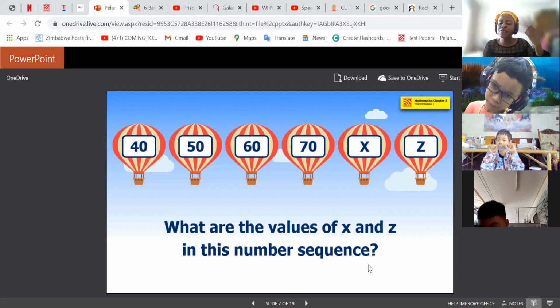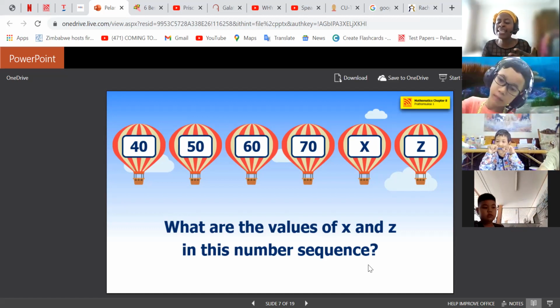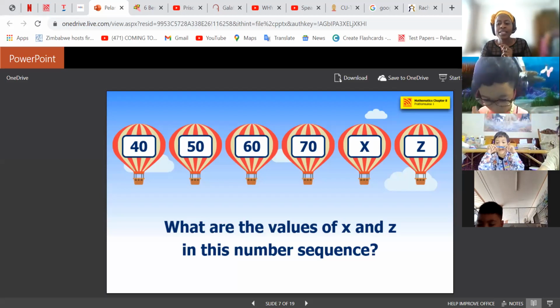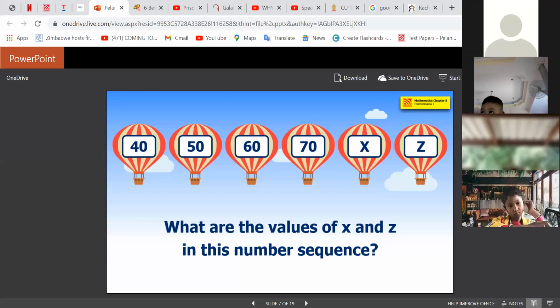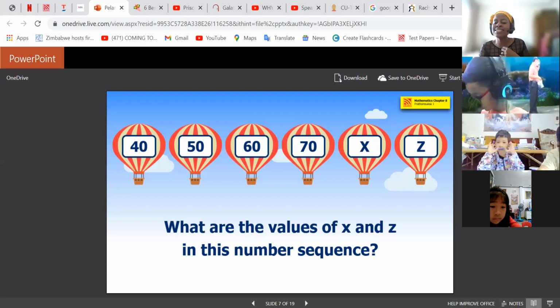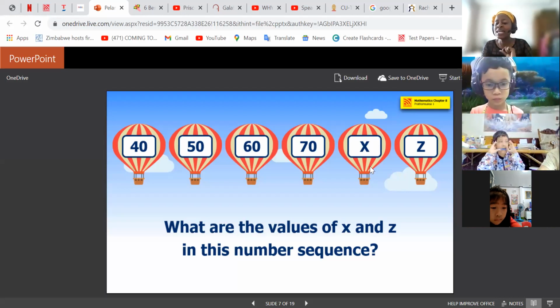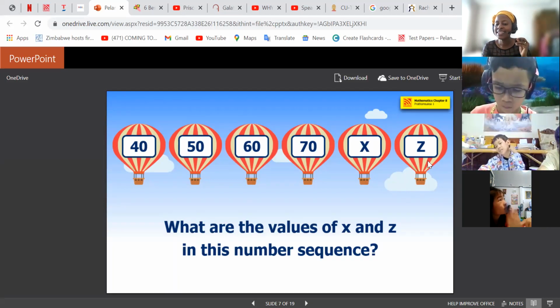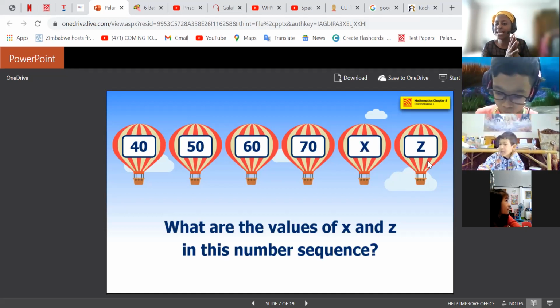Who wants to try and give me the value of X and Z? The numbers are increasing, right? By 10. 80, yes. Thank you. Miran said the next number for X will be 80 and Z will be what? It will be 90, right? It will be 90.